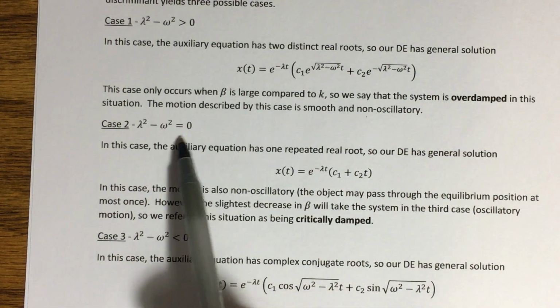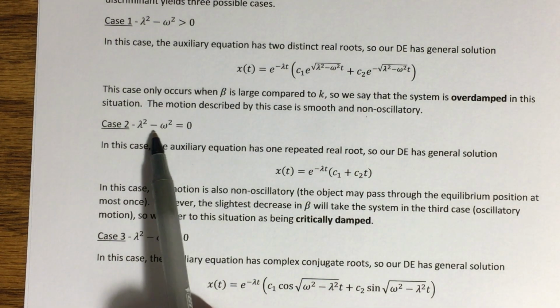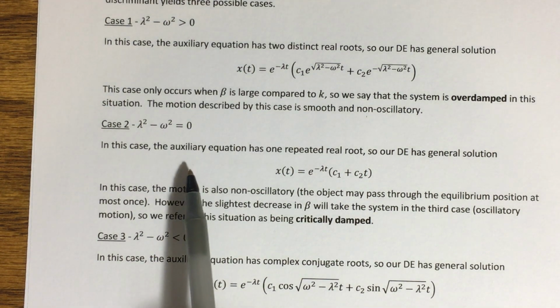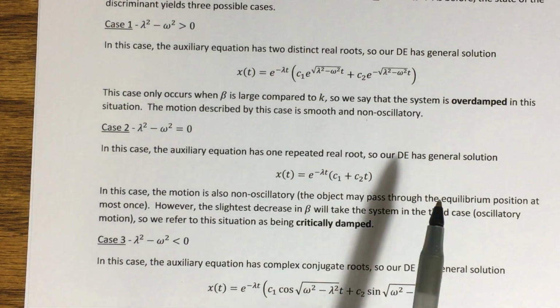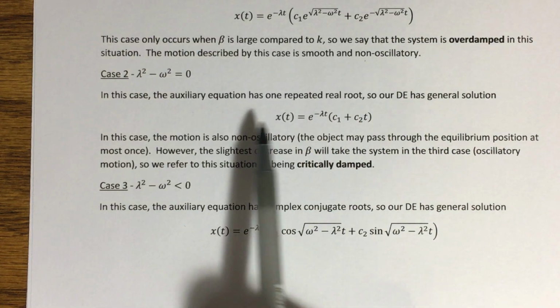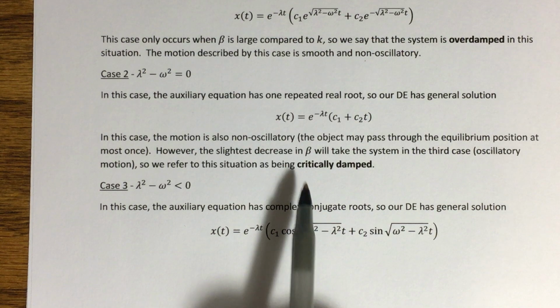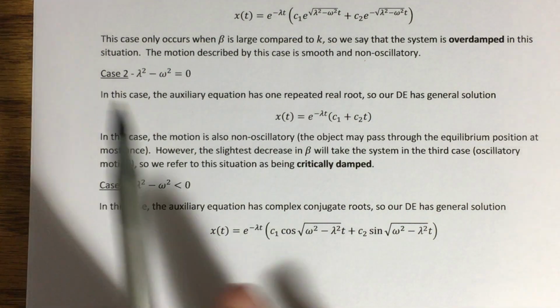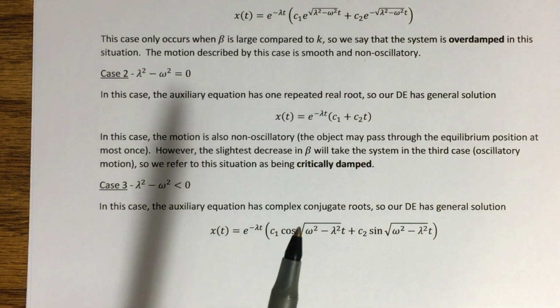Let's move down here to case 2. So if your discriminant, lambda squared minus omega squared, is equal to 0, then we get this as our solution. And again, that's from 4.3. In this case, we refer to our system as being critically damped. And the reason for that is because these two values are essentially balanced.